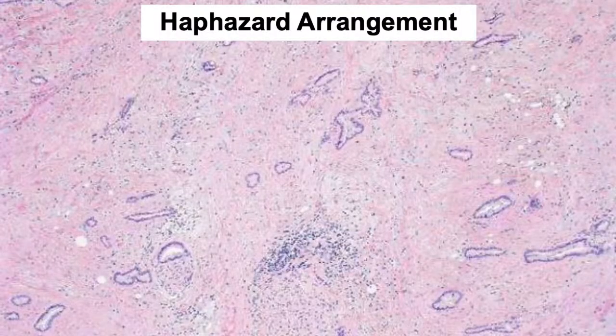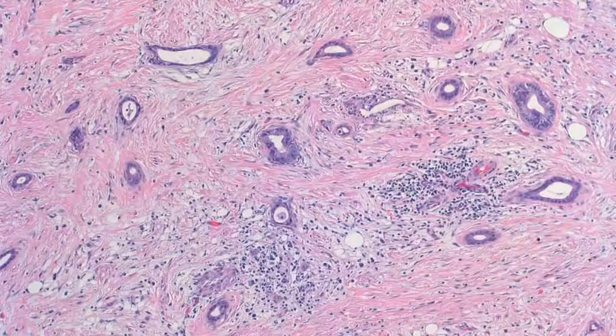The first feature that we'll discuss is the haphazard arrangement of the neoplastic glands in pancreatic ductal adenocarcinoma. The glands invade without respect for the regular architecture of the pancreas. So you really have glands that are haphazardly arranged, invading throughout the fibrotic stroma. Here's another example of this haphazard arrangement of glands.